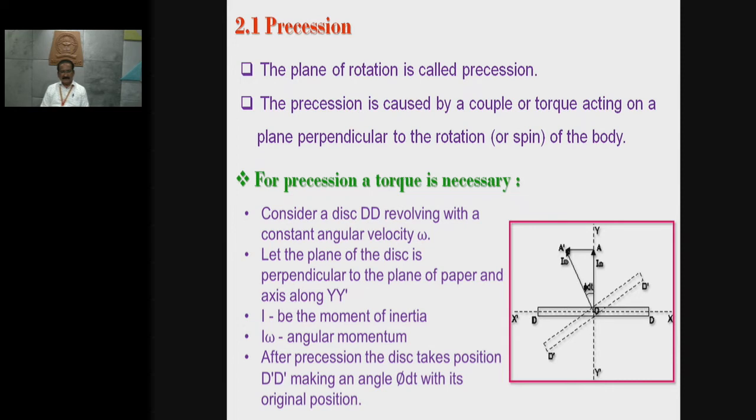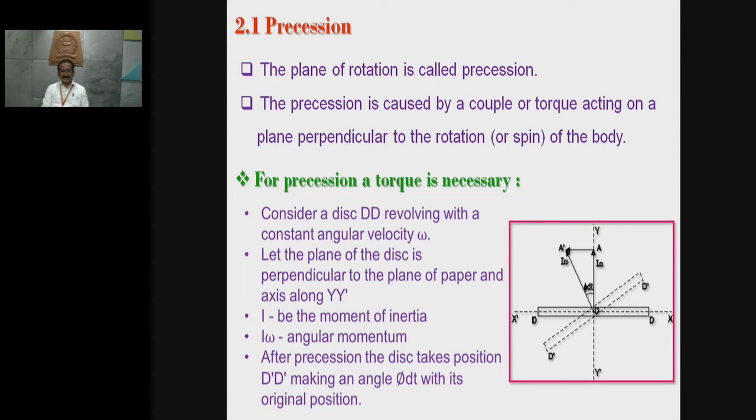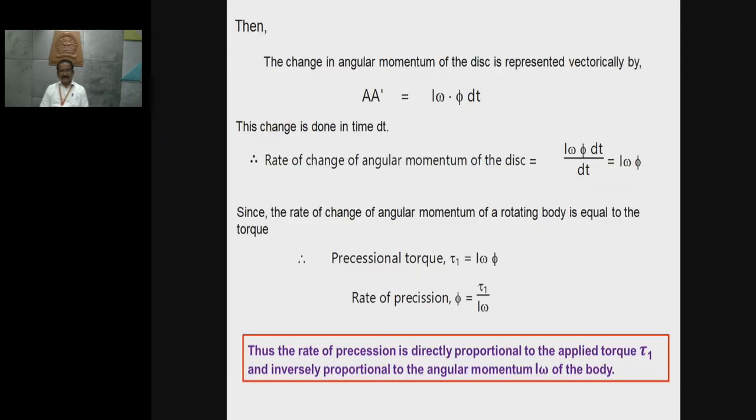After precession, the disc takes the position D'D', making an angle phi within the original position in time dt. As time passes, within a small time interval dt, the angle traced by the disc is phi dt. Then the change in the angular momentum of the disc is represented vertically by AA', which is equal to I omega phi dt. We can determine AA' in the figure. The distance AA' can be obtained as I omega into phi dt. The change is done in time dt.